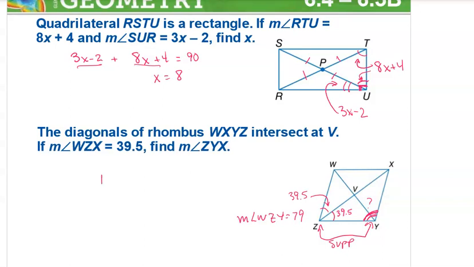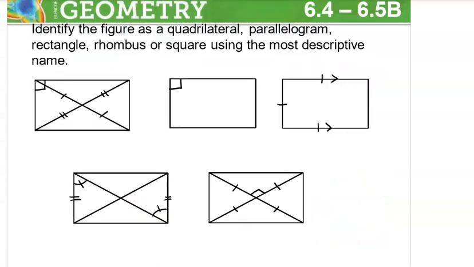So 180 minus 79 equals 101. So the measure of angle ZYX equals 101 degrees. These are the figures I was talking about where you have to be pretty clear about the congruency marks. All of these look like they're rectangles, right? But based on the congruency marks, we can only follow what's actually marked on the drawing or mentioned in words.